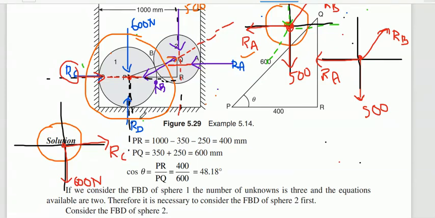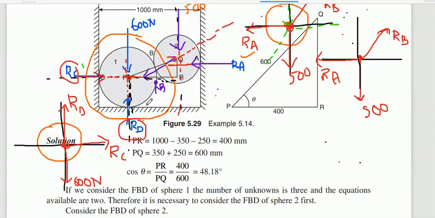Right? And you just concentrate on this RD. RD is a force. What is the direction of RD here? How is it moving? Upward. So you just observe RD is moving upward here. So from the center point, you have to draw RD upward. This is RD.